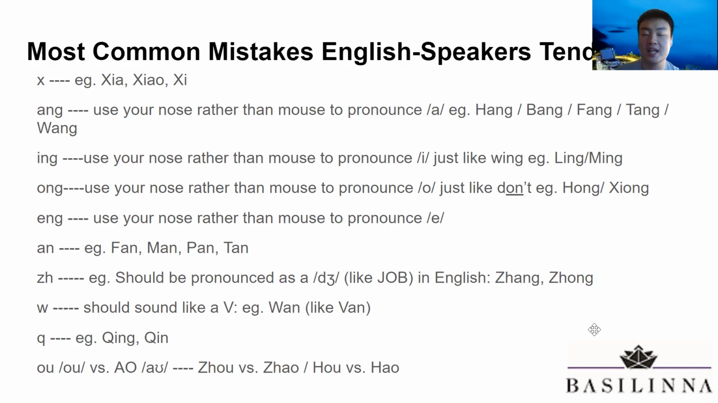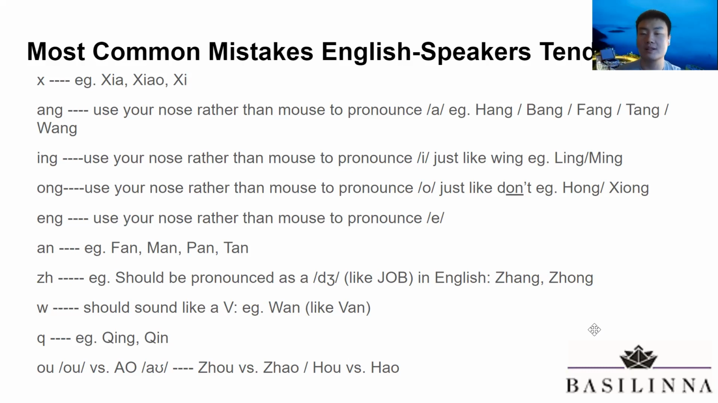When you find NG at the end of the syllable, you would know that this is the nasal sound. So for the first one, you could pronounce ah, right? But when you pronounce ah, you would find that the sound comes from your mouth. But for ANG, use your nose rather than your mouth to pronounce ah. So not from your mouth, but from your nose.